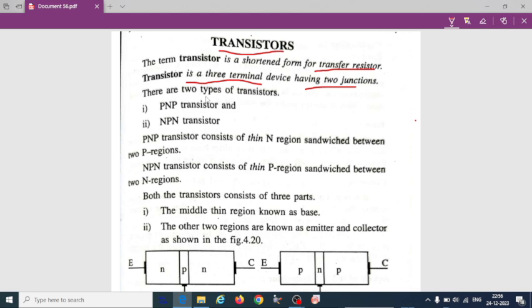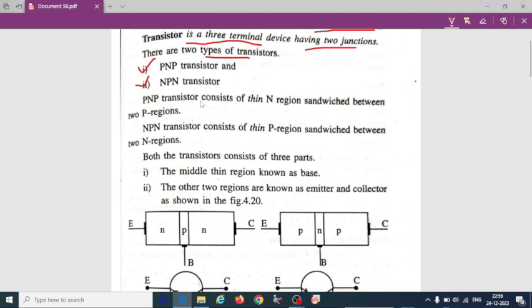So there are two types of transistors. One is the PNP transistor and the other is the NPN transistor. A PNP transistor consists of a thin N region sandwiched between two P regions. That's why it is named PNP transistor. An NPN transistor consists of a thin P region sandwiched between two N regions.